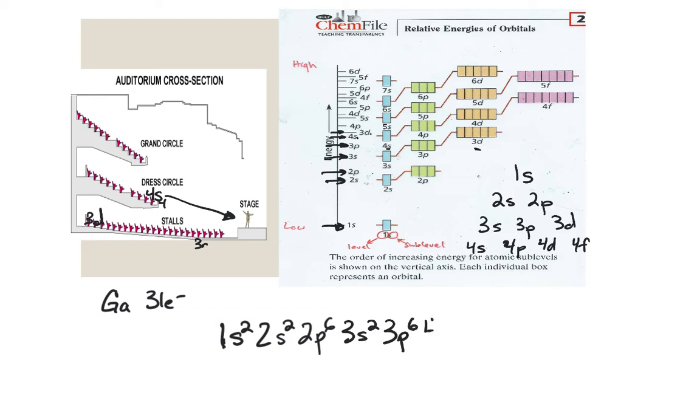Then 4s, which holds 2. Followed by 3d, which holds 10. That gets us to 30 electrons. So what happens to that one last electron? Well, after 3d, we go to 4p. And while the p can hold 6 electrons total, we only have 1 to stick in there, so that's what we do.